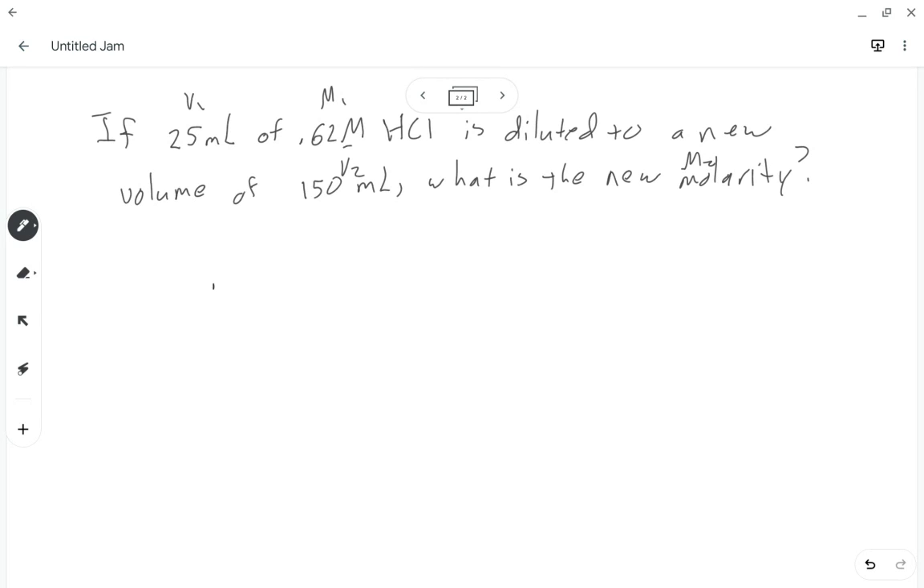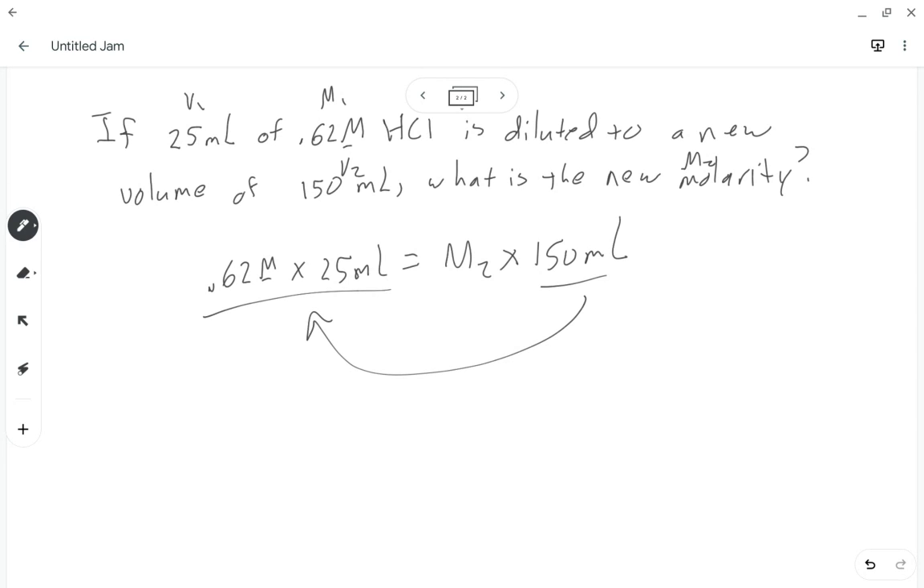So we have 0.62 molar times 25 milliliters equals our new molarity times 150 milliliters. So we're solving for M2, so we'll take our 150 and move it to the other side. So our new molarity equals 0.62 times 25 divided by 150, which comes out to be 0.10 molarity.